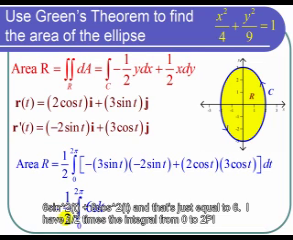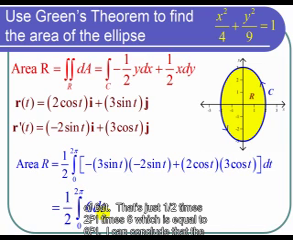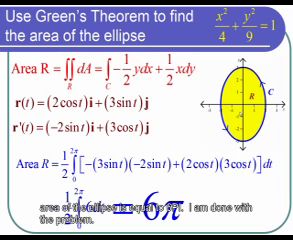So I have 1/2 times the integral from 0 to 2 pi of 6 dt. And that's just 1/2 times 2 pi times 6, which is equal to 6 pi. So I can conclude that the area of the ellipse is equal to 6 pi. And I'm done with the problem.